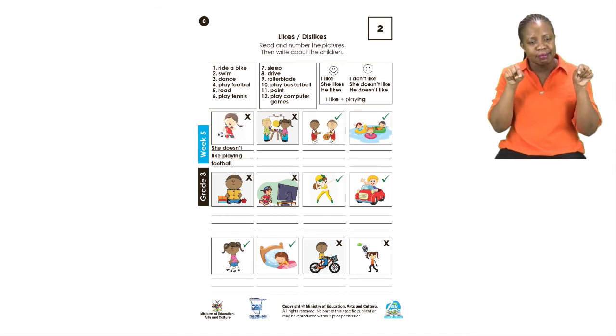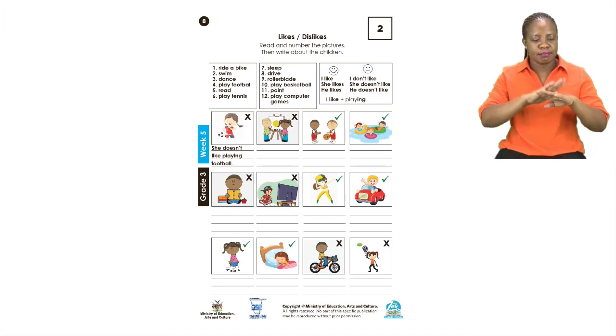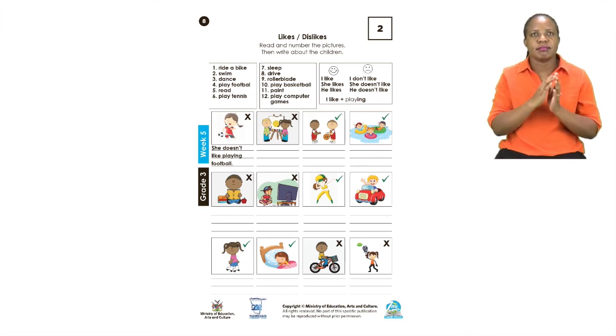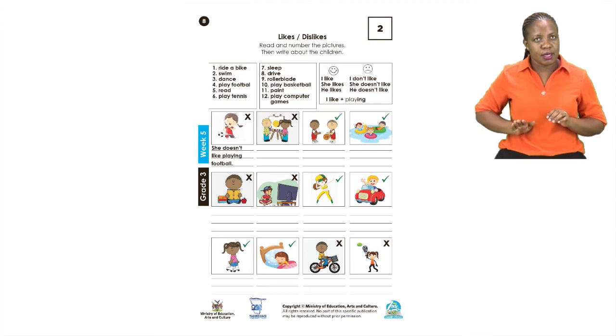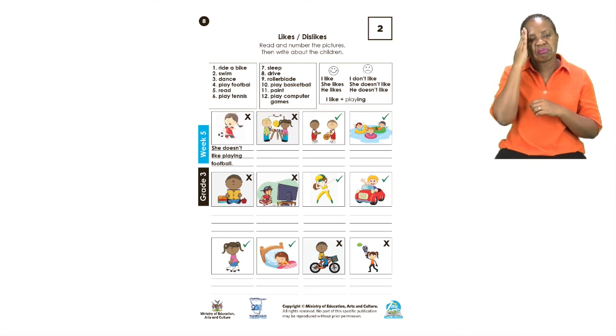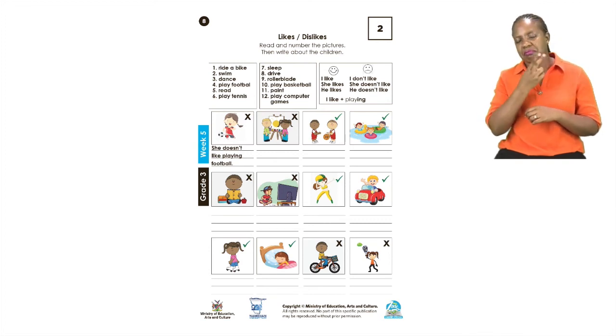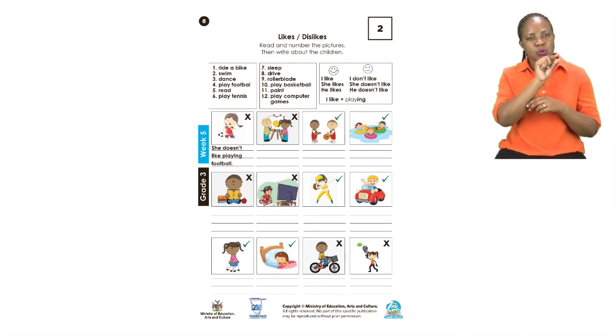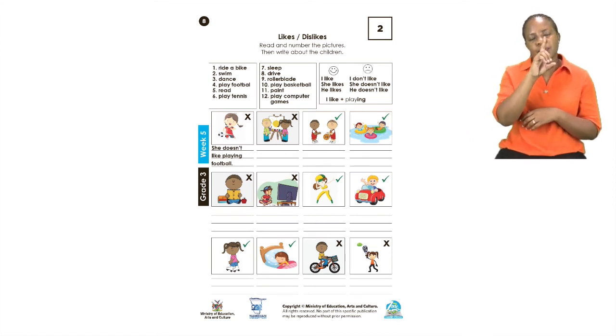For example, number 1. You can see there is a girl playing with a football. So the sentence, because the picture is marked with an X, we know that we are going to use don't or doesn't. So the sentence will now read, she doesn't like playing football.